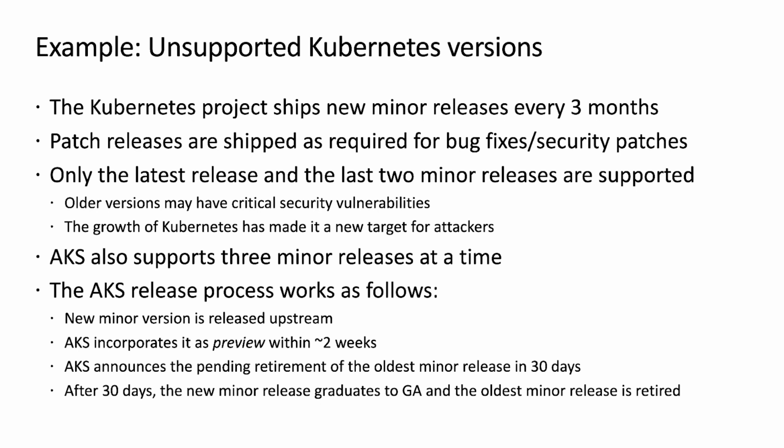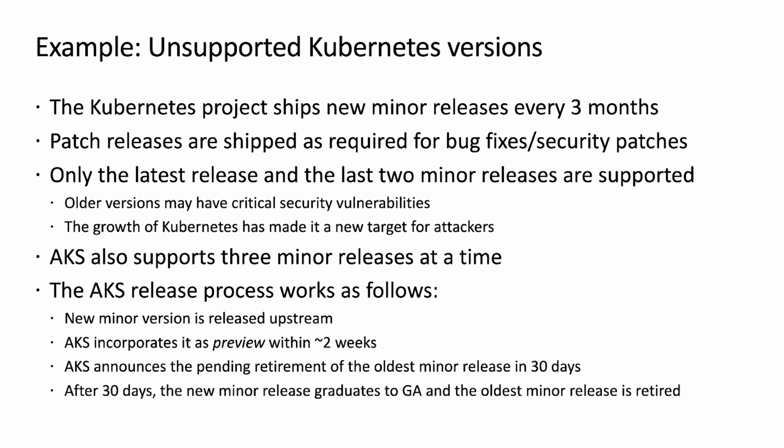So the Kubernetes project is fast moving. It is shipping new minor releases about every 3 months on a fairly consistent cadence. So the most recent release was 1.18 at the end of March. 1.19 is scheduled to be released at the end of June. So those are minor releases. Patch releases are then shipped as required for bug fixes and security patches. So this is 1.18.1, 1.18.2 and so on.